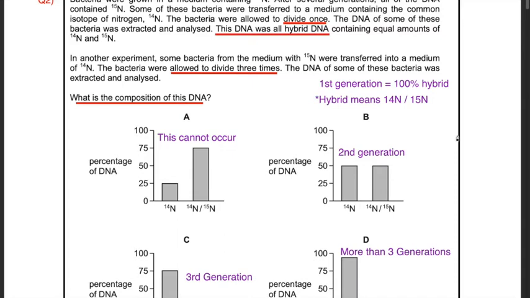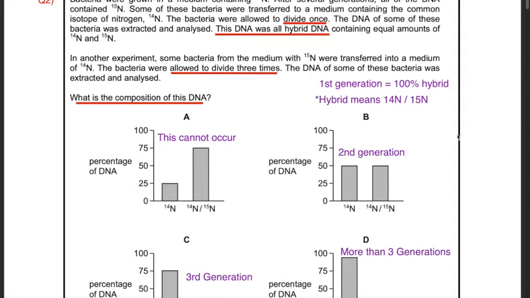Question 2. Bacteria were grown in a medium containing 15N. After several generations, all of the DNA contained 15N. Some of these bacteria were transferred to a medium containing the common isotope of nitrogen, 14N. The bacteria were allowed to divide once. The DNA of some of these bacteria was extracted and analyzed. This DNA was all hybrid DNA containing equal amounts of 14N and 15N.